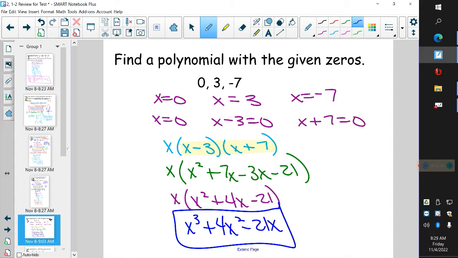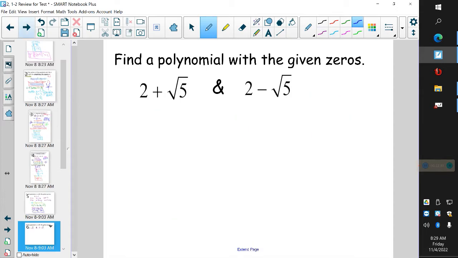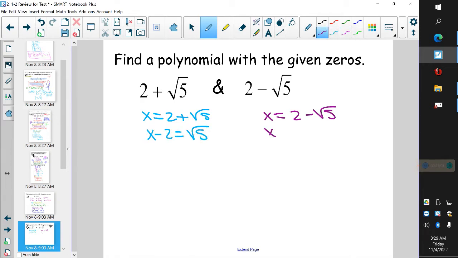What would a more difficult one look like? A more difficult one is this one right here. I like these. So, how do we do this? We say x is equal to 2 plus the square root of 5, and then x is equal to 2 minus the square root of 5. How do I bring the 2 over on the left-hand side? I'm going to subtract it. In the same way with this, I'm going to subtract it.